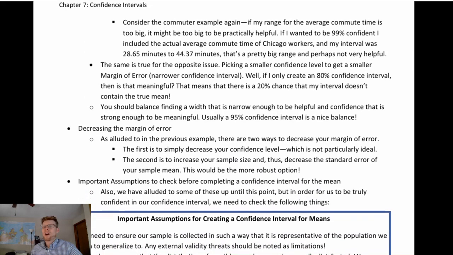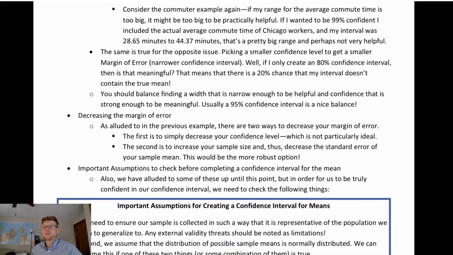Same is true for the opposite issue. I can pick a smaller confidence level and get a more narrow range, but the less confidence I have, the more I might miss it. So I want to tread cautiously going the other way as well, which is why 95% for whatever reason is a very commonly accepted appropriate level of confidence. I know some folks who prefer 99% or 98% confidence intervals, so that's common to see as well. But 95% is a very standard route to go.